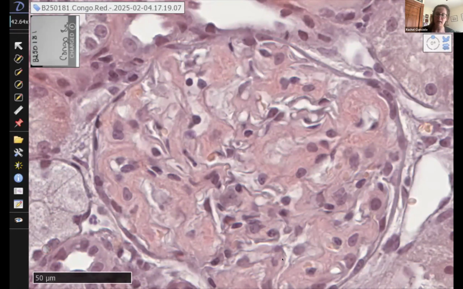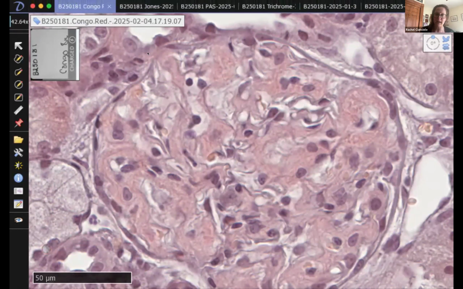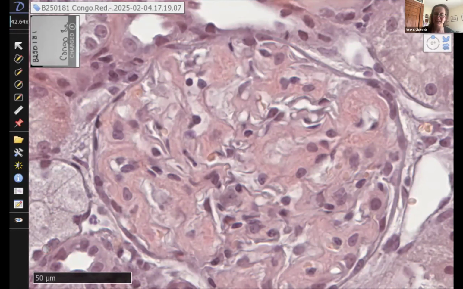And so the learning curve of this is that sometimes when you're looking at a Congo red, you have to turn all the lights off in your living room or your house or wherever your microscope is. And then you have to close your condenser on your microscope. You have to shield your eyes so that there's no other light coming in.